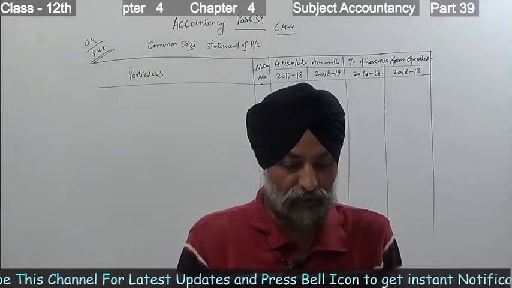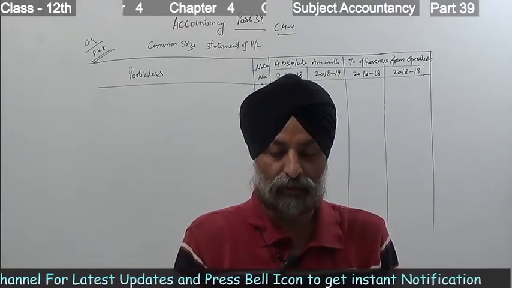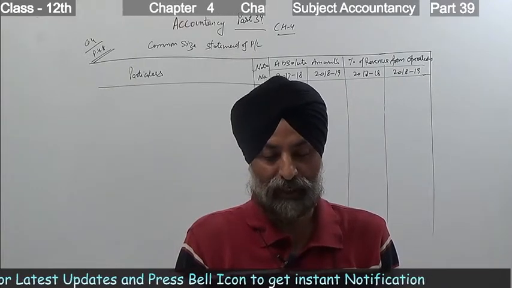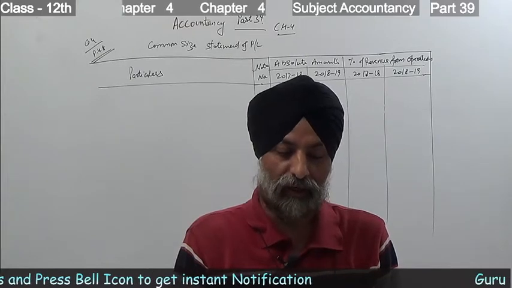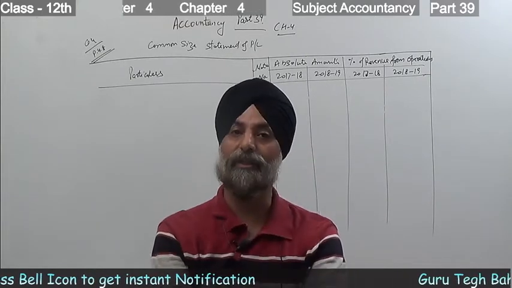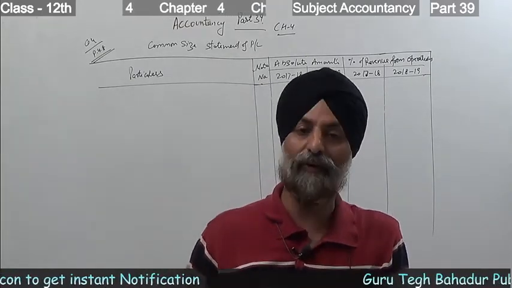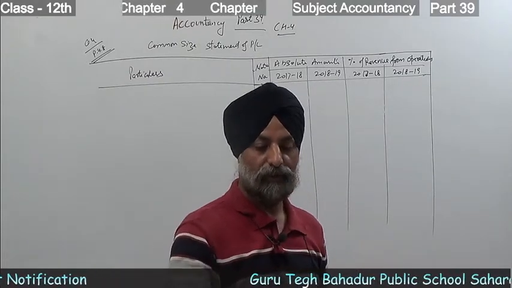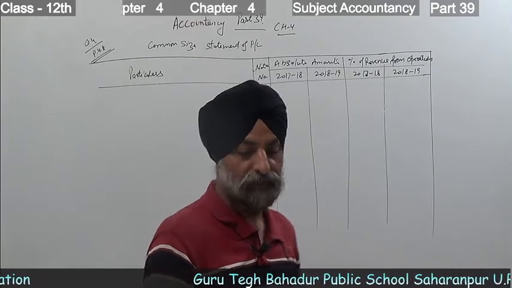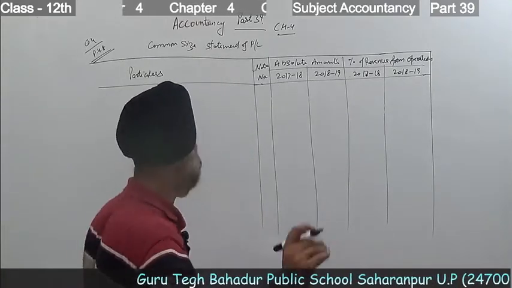In this question, revenue from operation for March 2018 is 10 lakh and 2019 is 12 lakh. Cost of material consumed, similarly employee benefit expenses, other expenses are also given here, and we have to make the common size statement of profit and loss. Students, see this. First of all, take the revenue from operation. This is 10 lakh and 12 lakh.